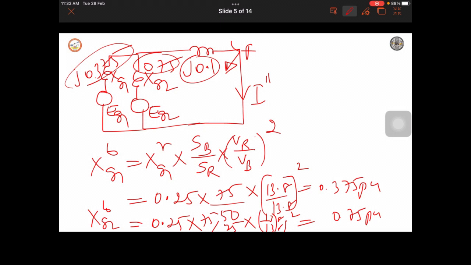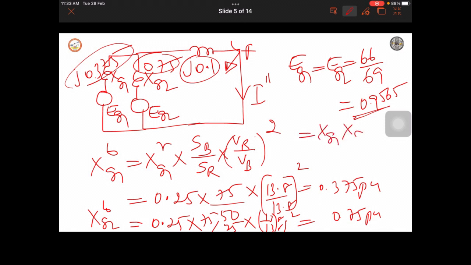And at the generator terminals, the voltage Eg1 and Eg2: the actual value in the given problem is 66 kV, but the base value is 69. So that is 0.9565 for Eg1 and Eg2. Here Eg1 and Eg2 are considered to be in parallel, and both are identical in magnitude and phase, as there is no circulating current, as given in the problem. The equivalent per unit reactance of the two generators in parallel is Xg1 Xg2 divided by Xg1 plus Xg2.